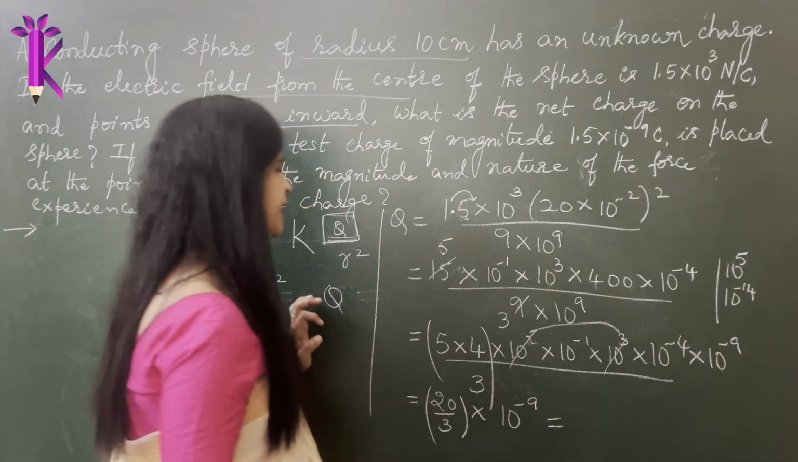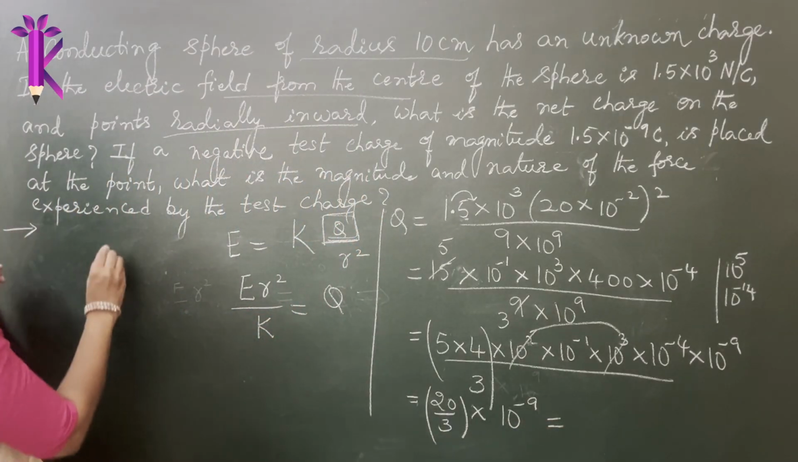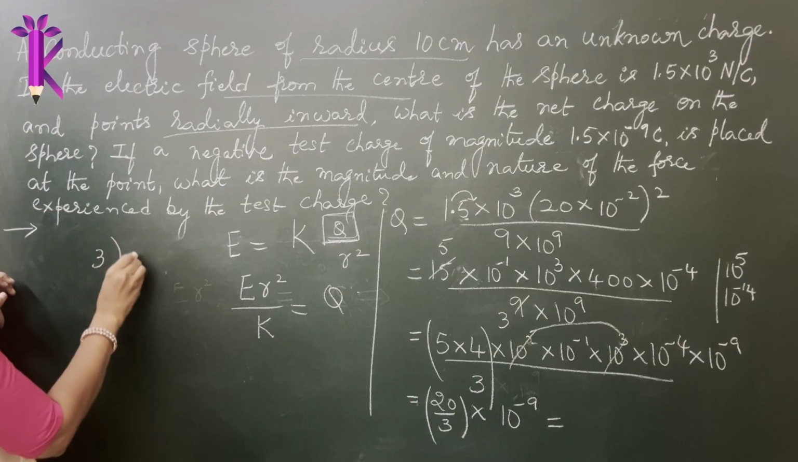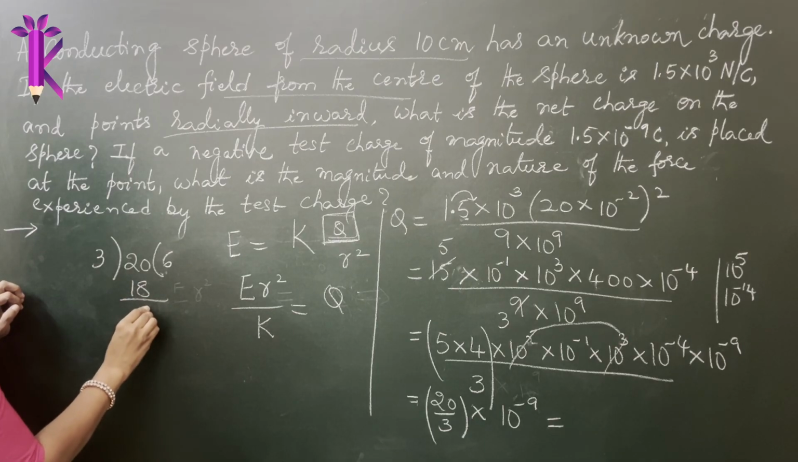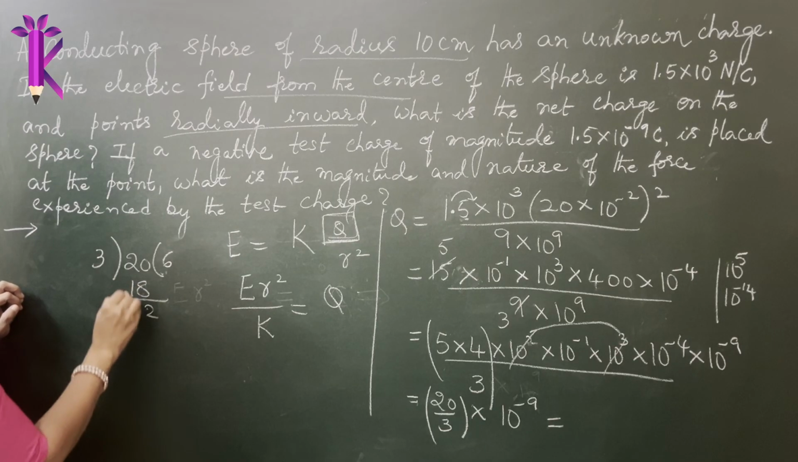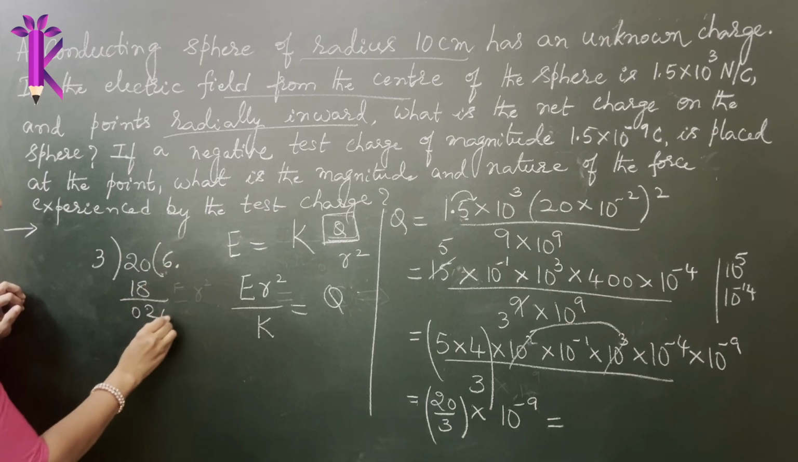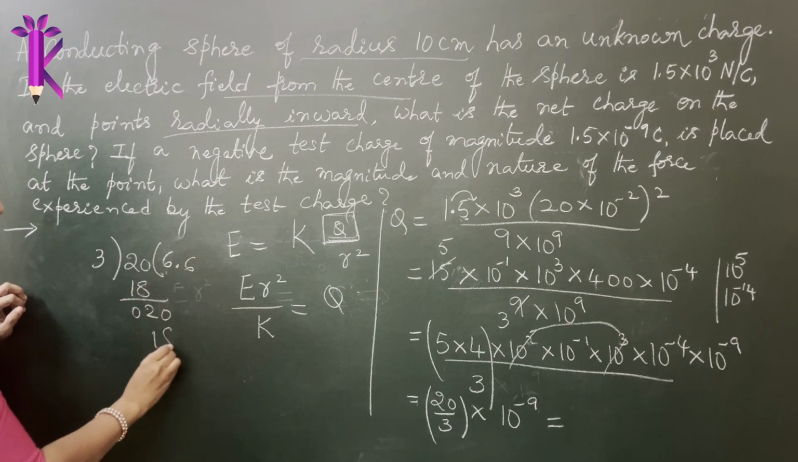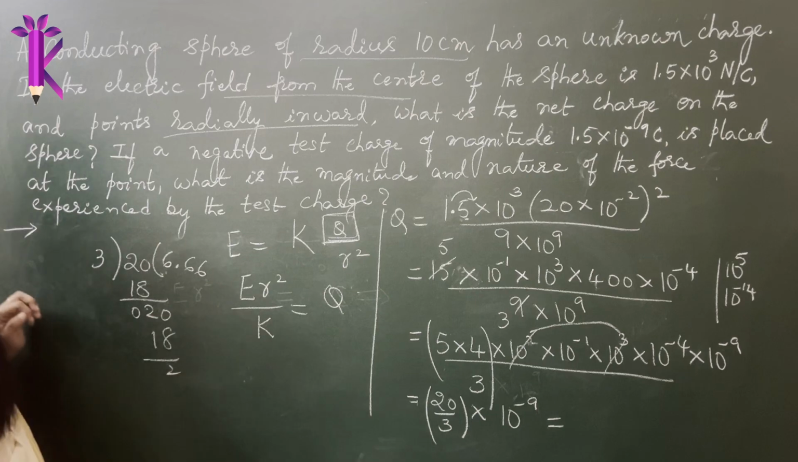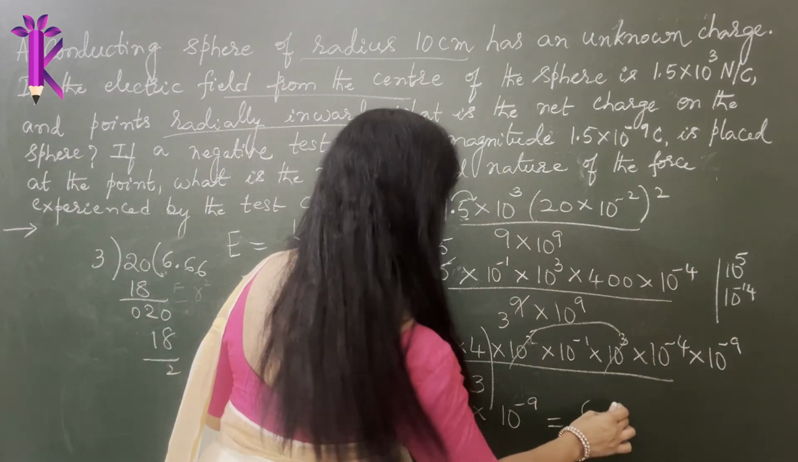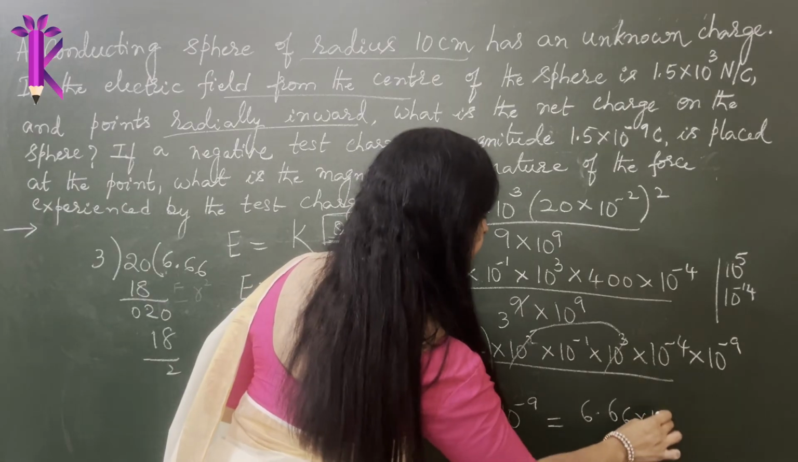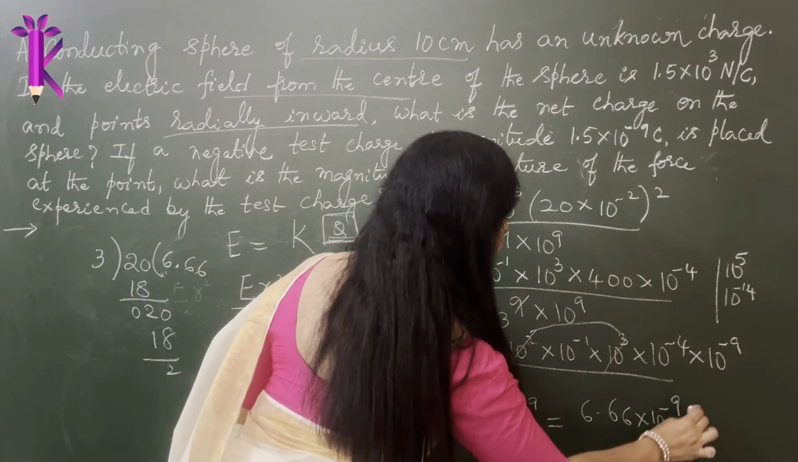So how much is 20 divided by 3? Let's calculate here. If you have a calculator, you can do it directly. 3 times 6 is 18. So 20 minus 18 is 2 and this will be 0. You keep a point, you get one more. So this keeps recurring. It's a recurring decimal, 6.66. So you get 6.66 into 10 to the power of minus 9 coulomb.